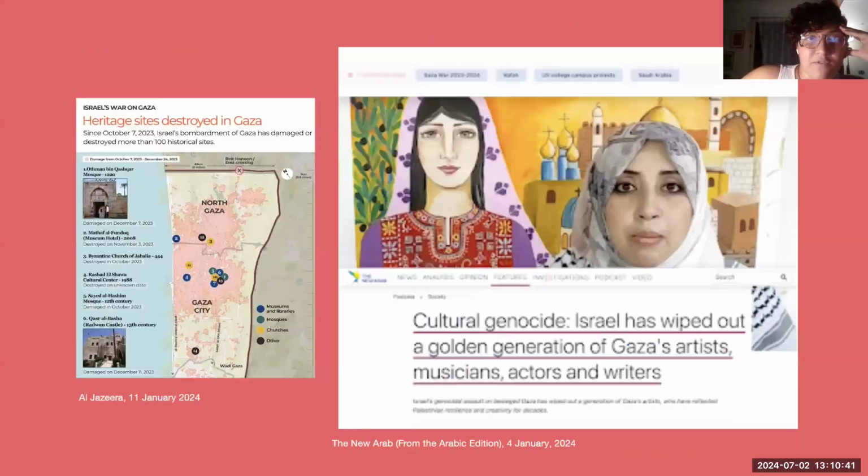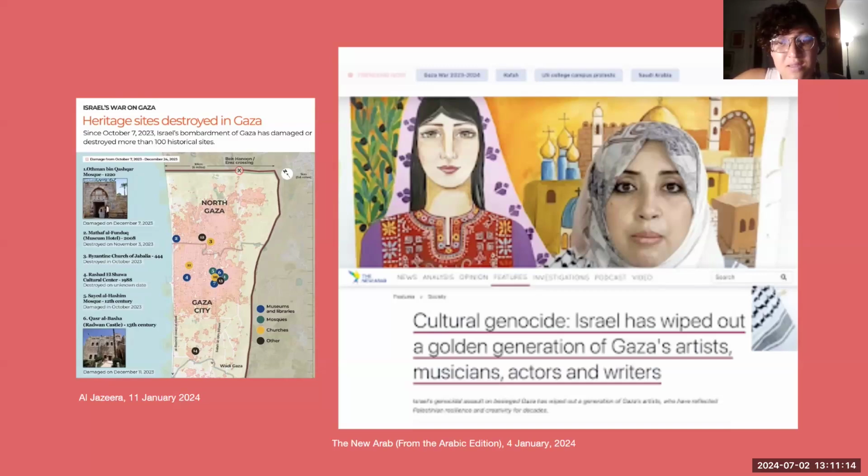Moving a bit away from the example of museums, here I'm highlighting an example of cultural genocide, specifically in relation to what has been happening in Gaza since the 7th of October. What does it mean to think of cultural genocide in relation to a certain specific culture and heritage in times of genocide?